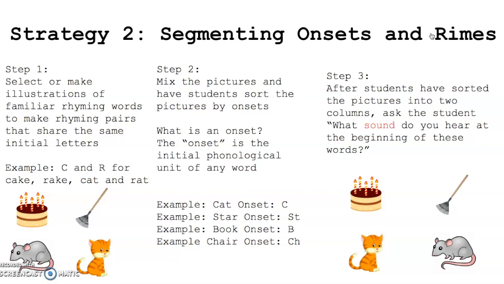Next, you will mix the pictures and have the students sort the pictures by their onsets. An onset is the initial phonological unit of any word. So the onset of the word cat will be k, and the onset of the word star would be st. Next, after the students have sorted the pictures into 2 columns, ask the students, what sound do you hear at the beginning of these words?